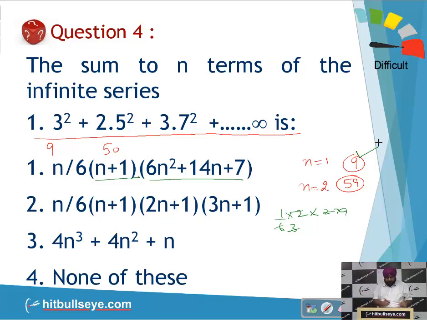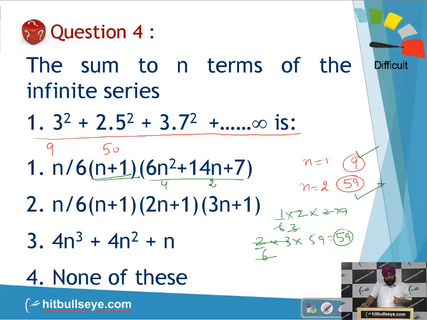We put n is equal to 2 in the different terms. In the first term, 2 by 6 into (2 plus 1), 3, plus 6 and square, 6 into 4, 24, 14 into 2, 28, plus 7, that is 59. So it is equal to 59. Hence the answer. So be cautious. Putting n is equal to 1 can be used as rejection, not as selection. As said, two different series can start with the same number, but it is not possible that if they start with the same number, the sum of two terms will also be the same. So n is equal to 2 will confirm the answer.